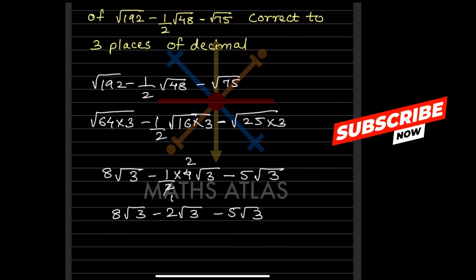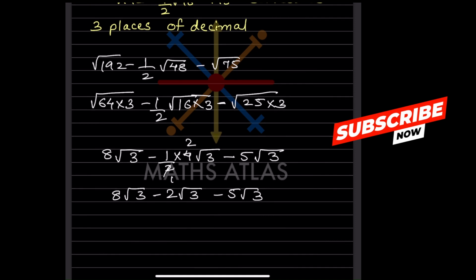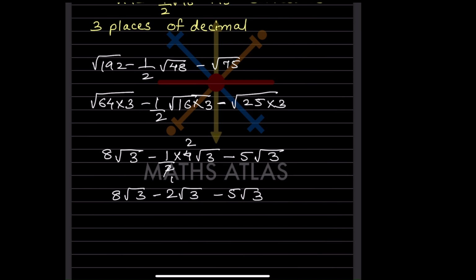So now when you simplify this one, what will you get here? 8 minus 2 is going to be 6, and 6 minus 5 is going to be 1. So what will be the answer? That will be just 1 root 3, so we can write this as root 3.